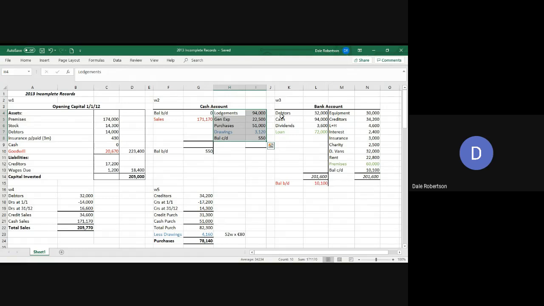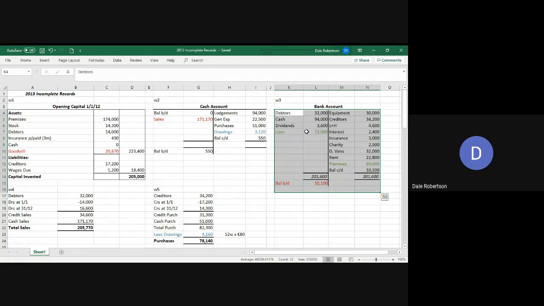The bank account, you were given transactions on the debit and credit side here. All of the items here in black print are given in the question. Debtors, cash, dividends on the money inside, equipment, creditors, light and heat, interest, insurance, charity, delivery vans, and rent on the money outside.